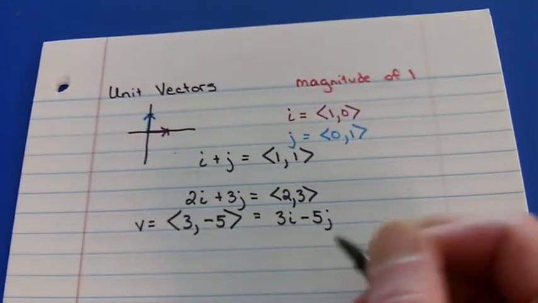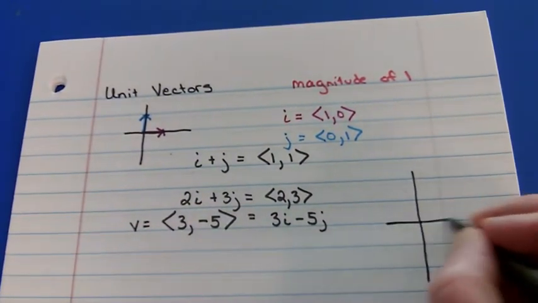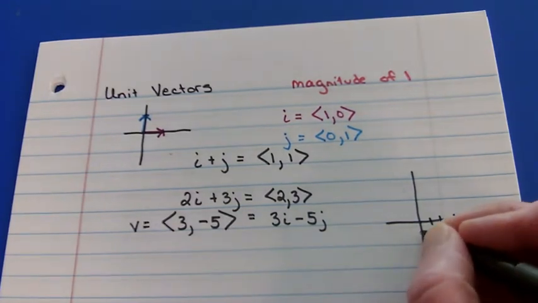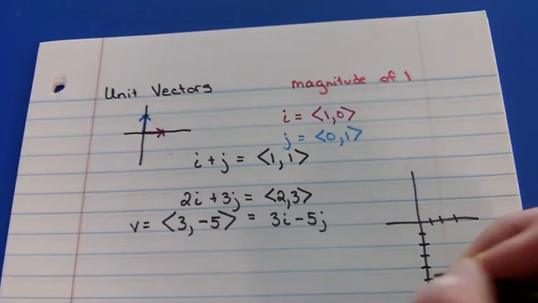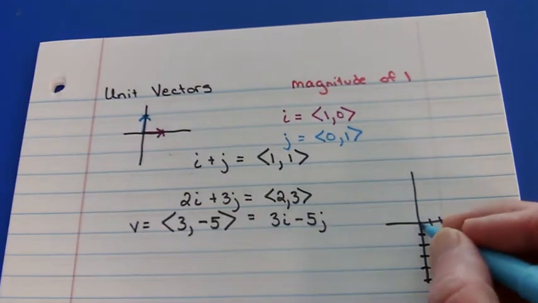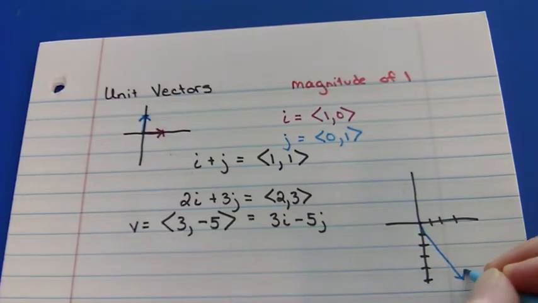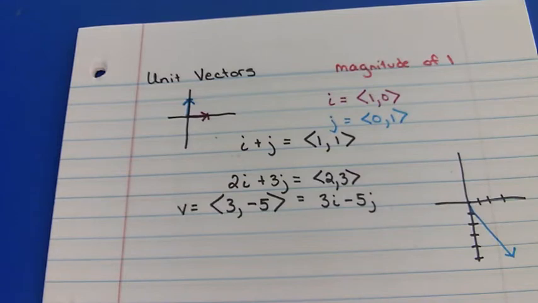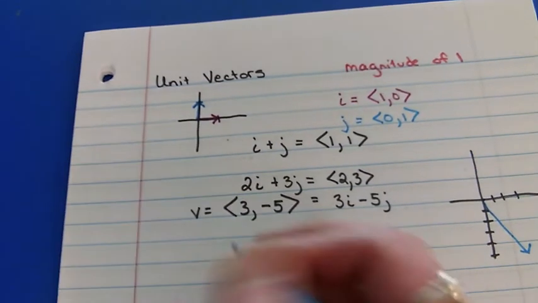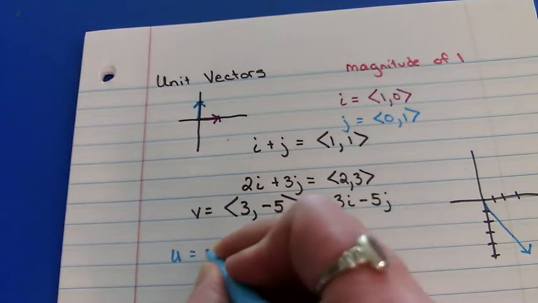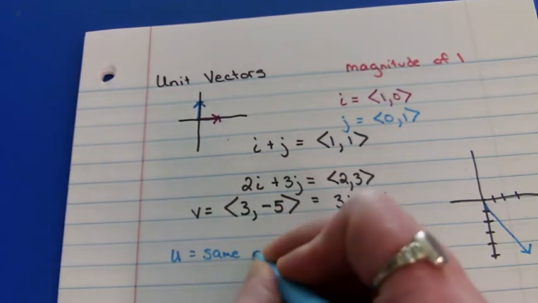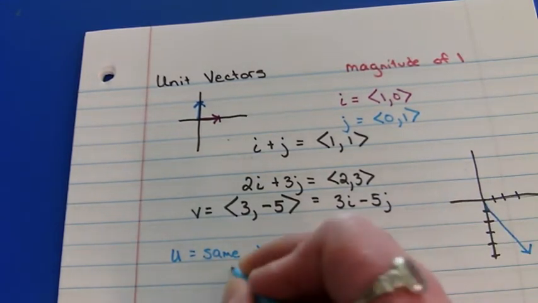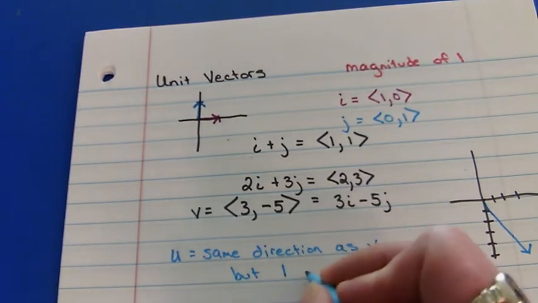Now, let's look at this vector while I've got them up. It's the vector that's going 3 right, 1, 2, 3, and down 1, 2, 3, 4, 5. So it's the vector that goes in this direction. Now, what if I wanted to find a vector u that's the same direction as v, but 1 unit long?